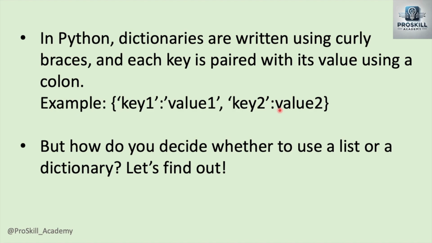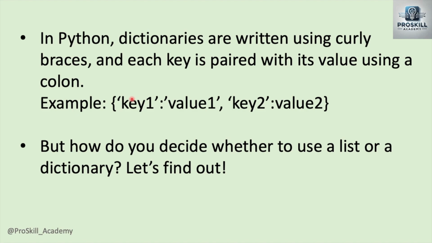Now you might wonder, when should you use a list and when should you use a dictionary? The answer is simple. Use a list when your data is ordered and position matters, like a list of numbers or names. Use a dictionary when you want to label your data and quickly find values using a name or key, like student names and their marks. If you are dealing with a collection where the order matters, or simply looping through a series of values without needing labels, a list is often the better choice.